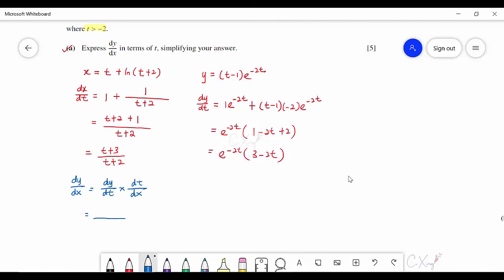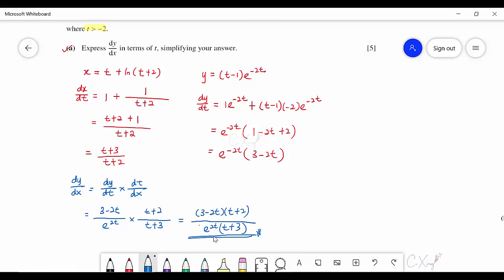Okay, so dy over dt will be 3 minus 2t, then e power 2t, multiplied by dt over dx. So you have t plus 2, then t plus 3. If you want to rewrite it in a better way, you can write 3 minus 2t and then t plus 2, divided by e 2t bracket t plus 3. Okay, so this is what we have for dy dx.